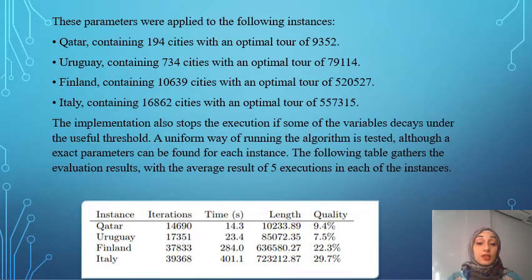The implementation also stops the execution if some of the variables decay under a useful threshold. A uniform way of running the algorithm is tested, although the exact parameters can be found for each instance. The following table gathers the evaluation results, where each is the average result of 5 executions in each of the instances.